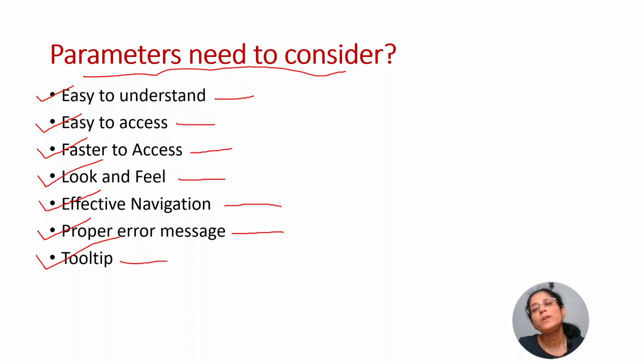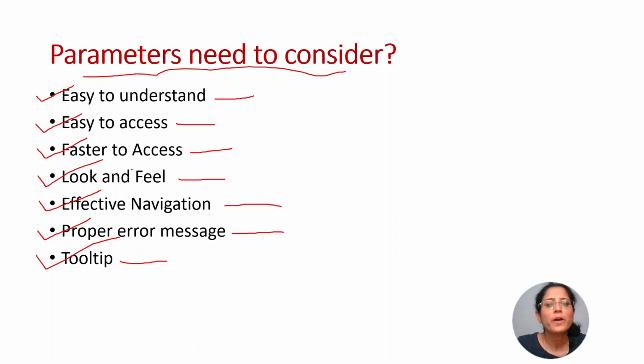Tooltip. Tooltip plays a crucial role from the usability testing perspective. Whenever the system wants to show some information to the user, it is recommended to have a tooltip, so that the user can place the cursor on the tooltip and get the information: okay, this field is for this purpose. That is the reason tooltip plays a major role from the usability testing perspective.